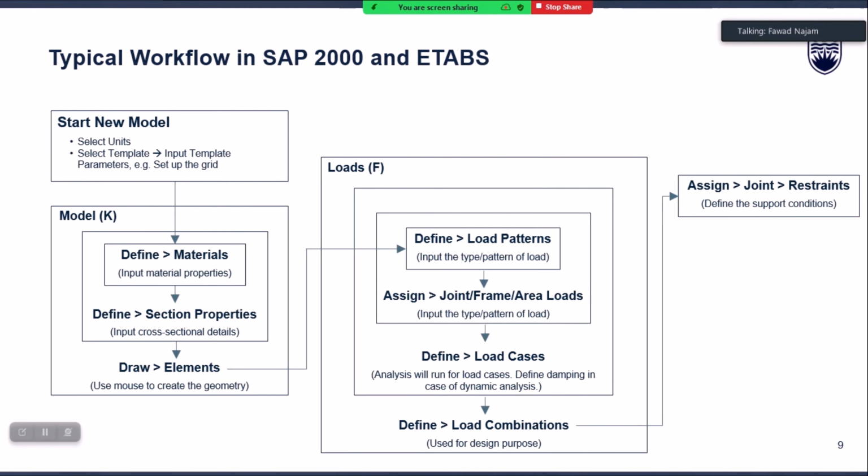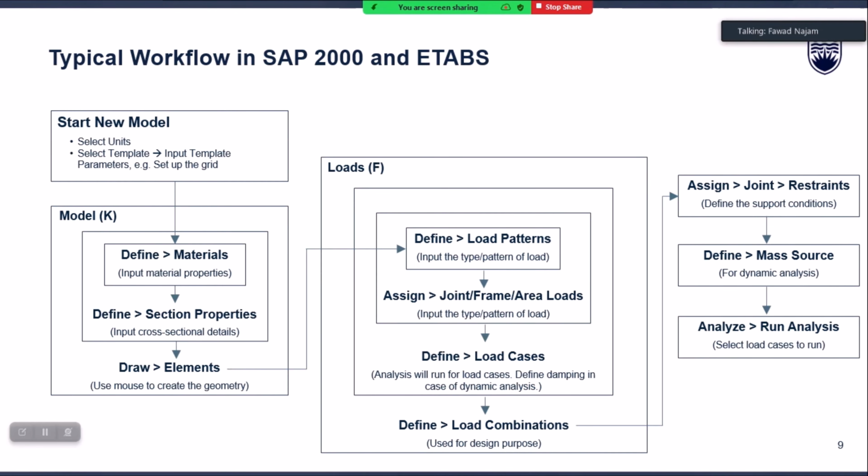Once you complete the definition of loads, you go to, for example, the definition of support conditions or joint restraints. For the purpose of dynamic analysis, you should also define a mass source, essentially telling the program from where the mass matrix of the structure should be formulated. Another step is that while defining the load cases, if you are performing dynamic analysis, you have to define the damping also. Then you run the analysis finally and display all the results in the display menu.